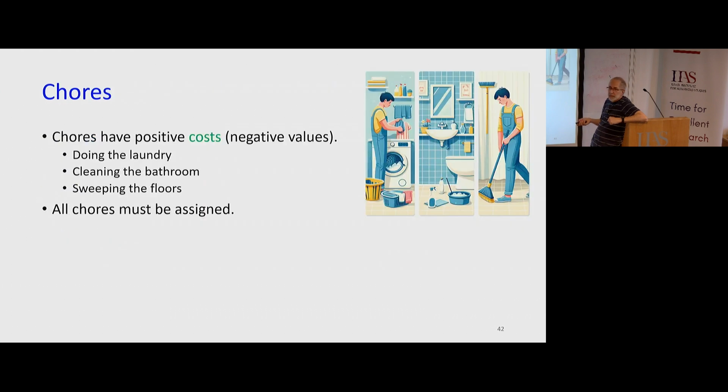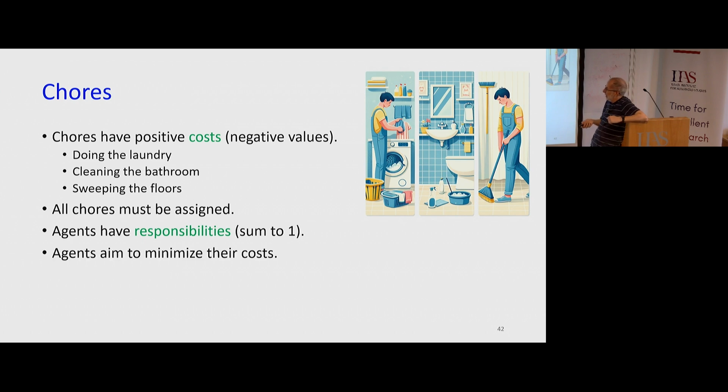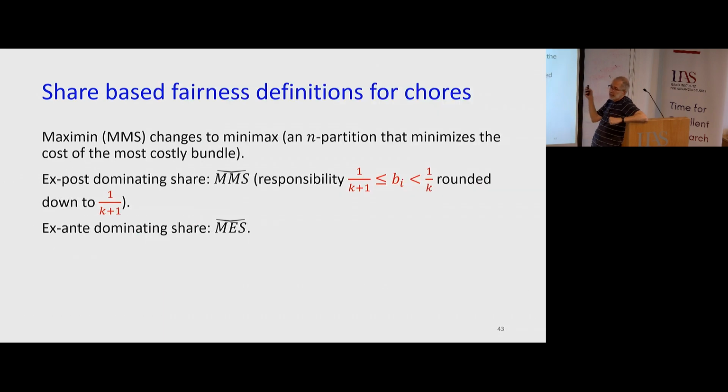So we'll end by considering chores. So we saw them before. These are items of negative cost. So in this case, instead of entitlements, we can think of it as responsibilities, so that agents need to contribute towards taking upon themselves some items. And so they aim to minimize the cost, not maximize. And the share bounds the maximal cost that the agent might suffer. So we can adapt the definitions to chores.